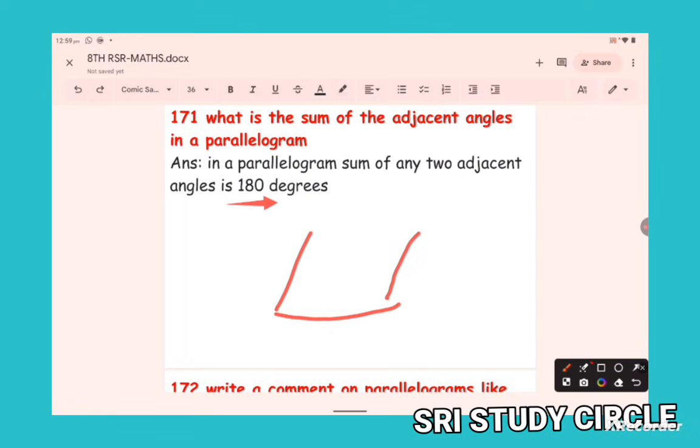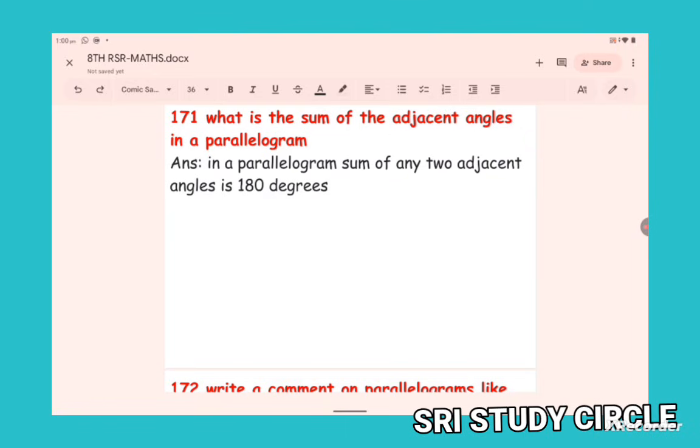So this is a parallelogram ABCD. Angle A, angle B are the adjacent angles of parallelogram ABCD, or angle B, angle C are adjacent angles, angle C, angle D are adjacent angles, angle A, angle D are adjacent angles. So here we know that the sum of any two adjacent angles of a parallelogram is equal to 180 degrees, and they are supplementary angles. Next question.